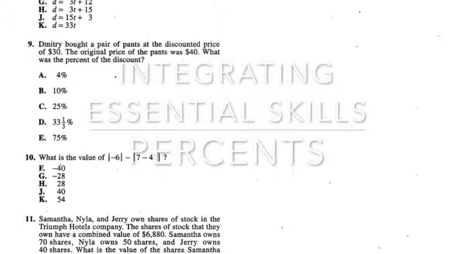Number 9. Number 9 is also an integrating essential skills question. It deals with finding percents. Dimitri bought a pair of pants at a discounted price of $30. The original price of the pants was $40. What was the percent of the discount?